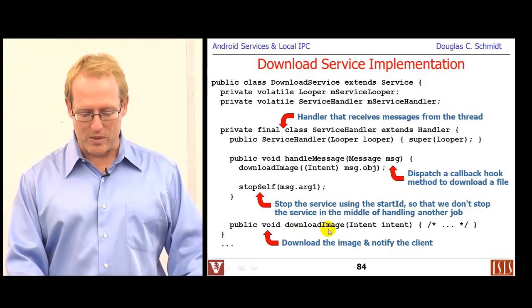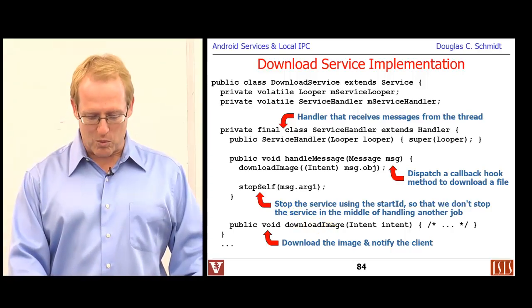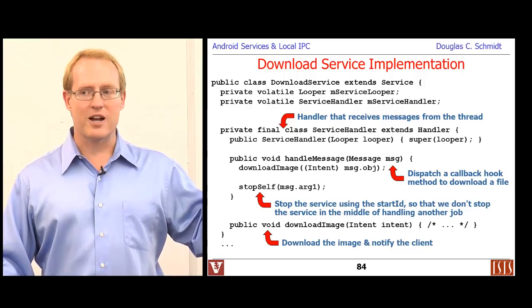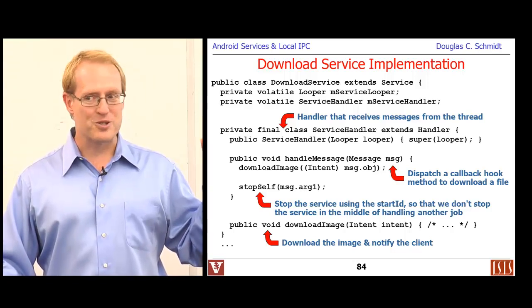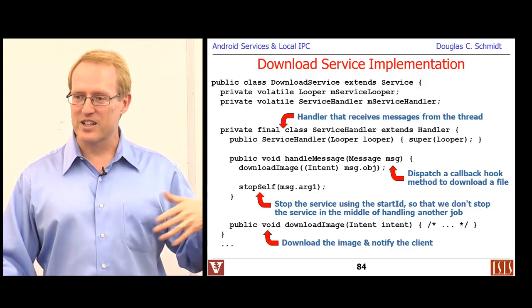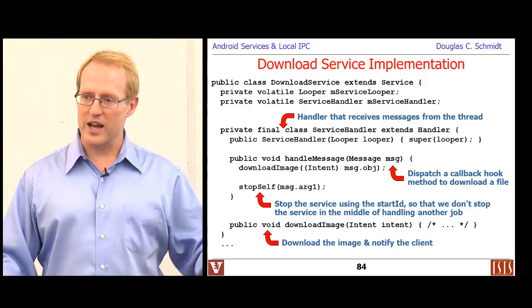And then it's going to call downloadImage. And downloadImage is going to do stuff, and we'll talk about that later. And then when we're all done, we say stop yourself. And this is set up in a very special way to avoid pulling the rug out from under services that are actively running. It'll allow them to continue running. And when the final reference calls stopService, it'll go ahead and shut itself down.